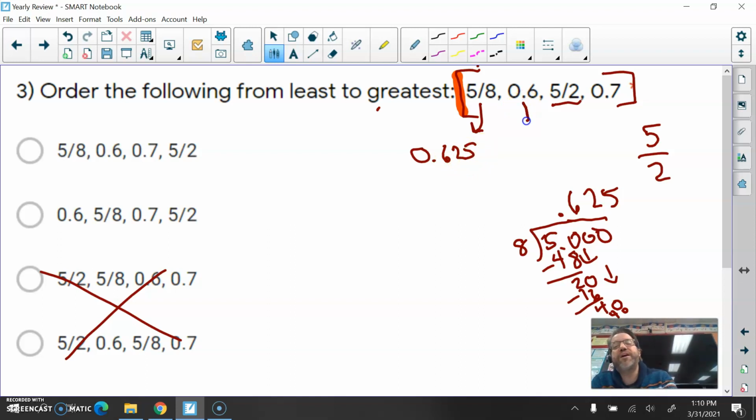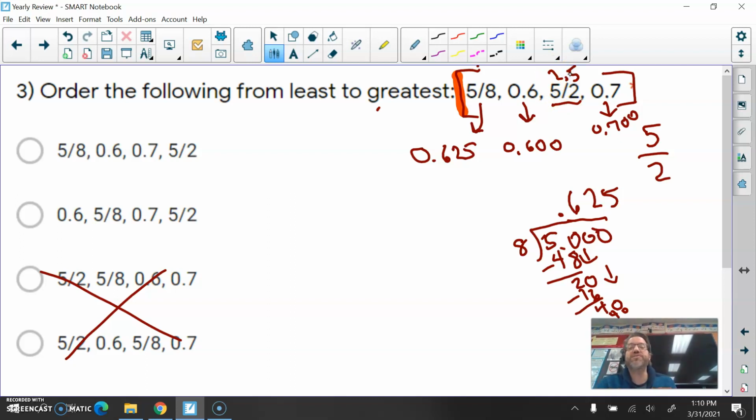So I'm going to show my other ones through the thousandths place also. So this would be 0.600. Just add a couple zeros. Same thing here, you can write 0.700. 5/2, just so you know, if you divided 5 by 2, you'd get 2.5. That's obviously way larger than the rest of these.